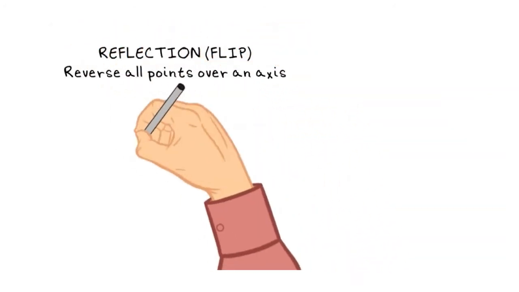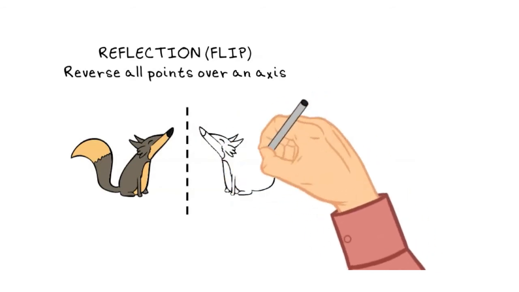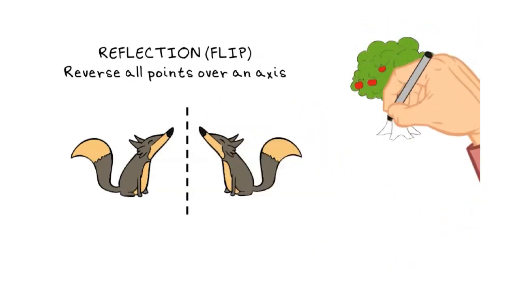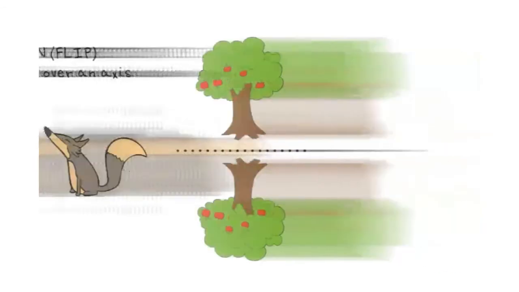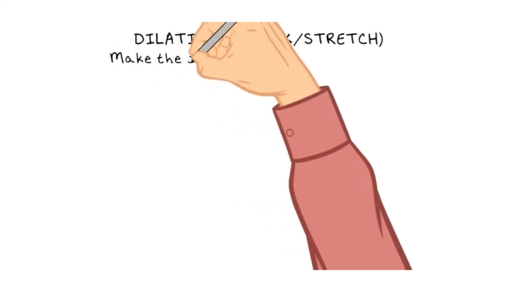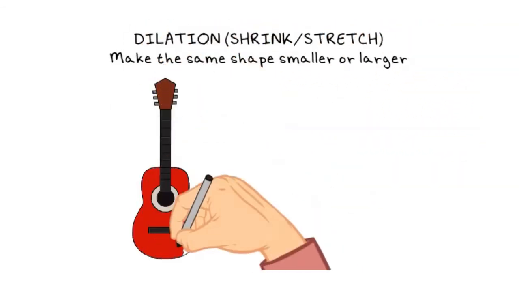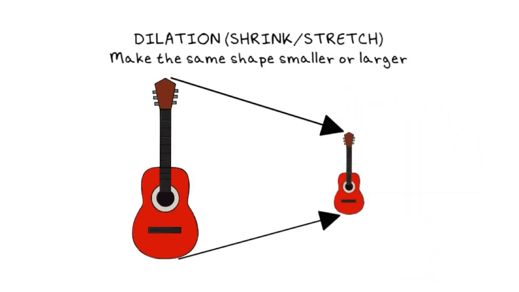Another kind is the reflection or the flip, reversing all points over an axis. For example, we can take this little fox and flip him over a vertical axis, or we can take this apple tree and flip it over a horizontal axis. Dilation, which is shrinking or stretching, is to make the same shape smaller or larger. For example, we can take this guitar and transform it into a ukulele by shrinking it, but basically it is the exact same shape.